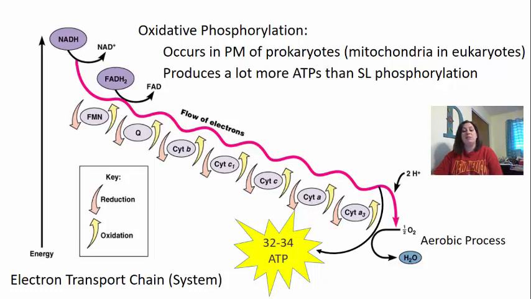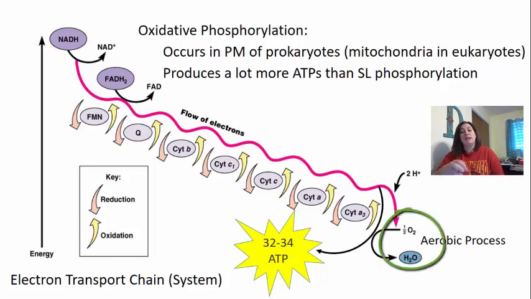Now, oxidative phosphorylation is going to produce a lot more ATP than substrate level phosphorylation. And if you'll notice here, it's because it goes through a series of steps, and at each of these steps the electrons are transferred. When they are being transferred through this oxidation and reduction reaction, lots of energy ends up being released. There's 32 to 34 ATP that can be made in this process. You'll also notice that oxygen is the acceptor in this particular example.